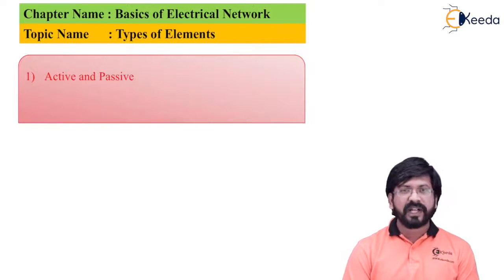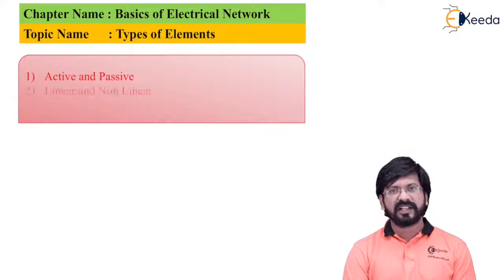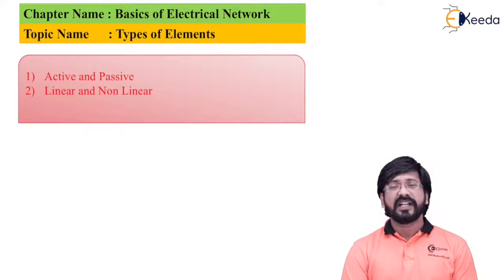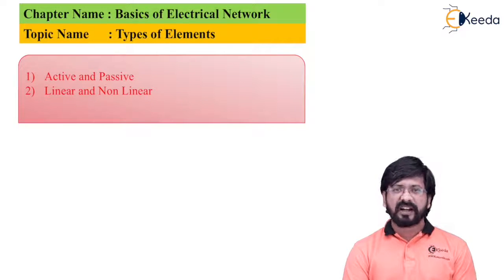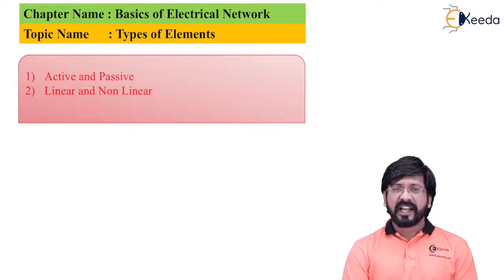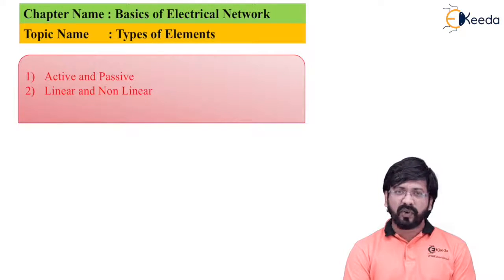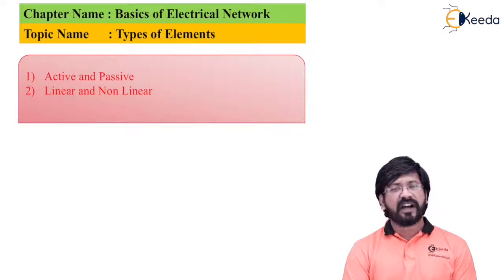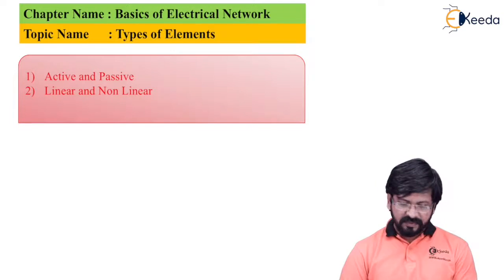The second type that you can see on your screen is linear and non-linear. Linear elements are those elements which give you a linear relationship between voltage and the current which is passing through it. Please understand, linear characteristics are only those characteristics which have a straight line passing through the origin. So, whenever you see a characteristic other than a straight line, it is 100% a non-linear one.